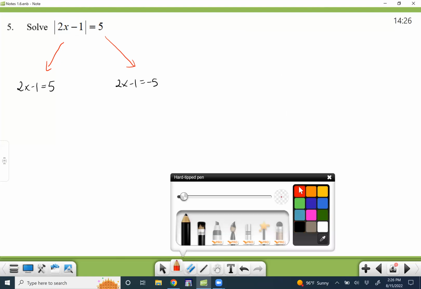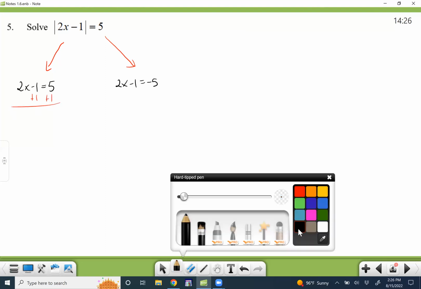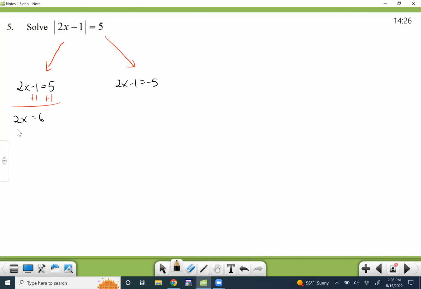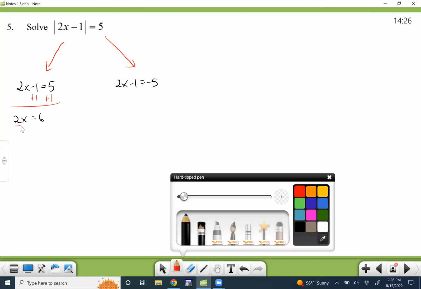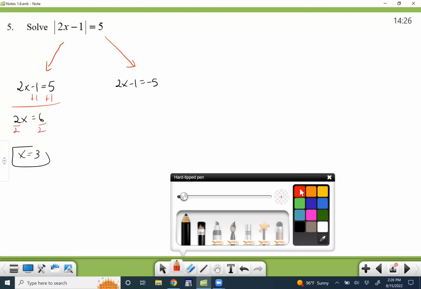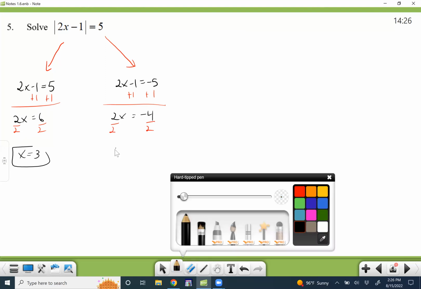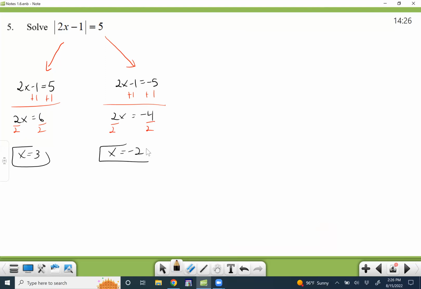So I'm going to go ahead and solve this first one. I'm going to add 1 to both sides. And then I'm going to divide by 2. X equals 3. All right, same thing over here. I'm going to add 1 to both sides. And then divide by 2. There we go. There's our typical two solutions.